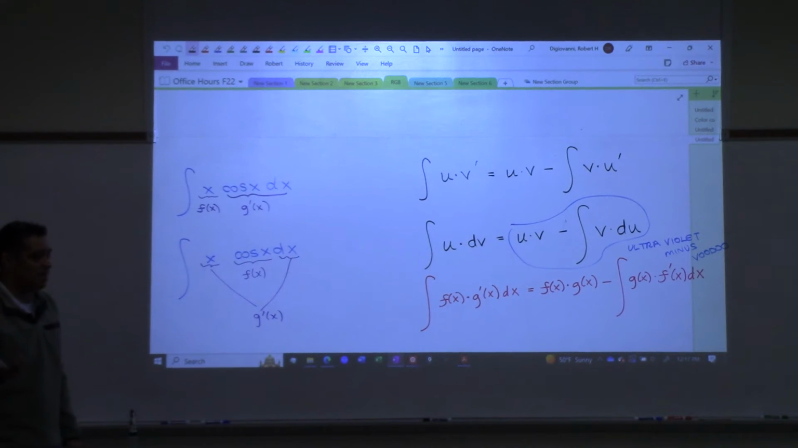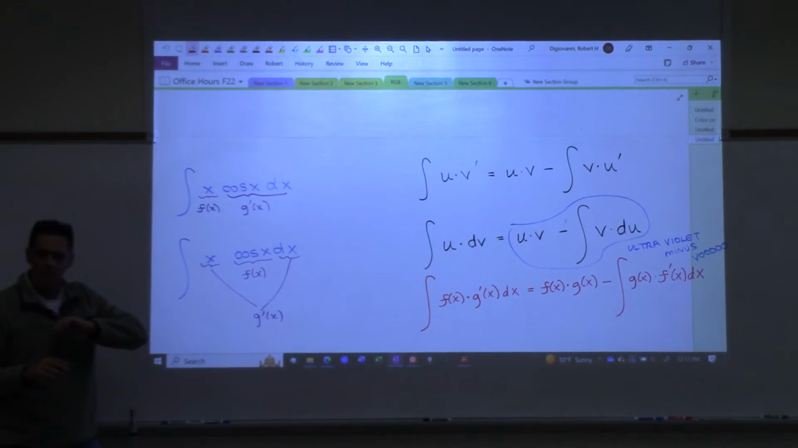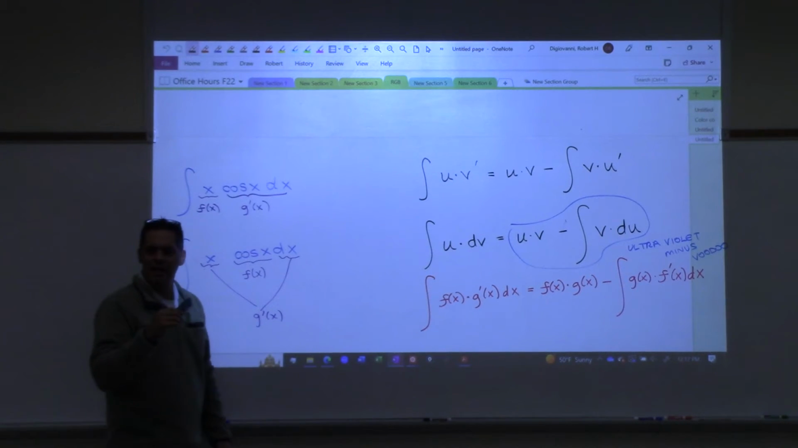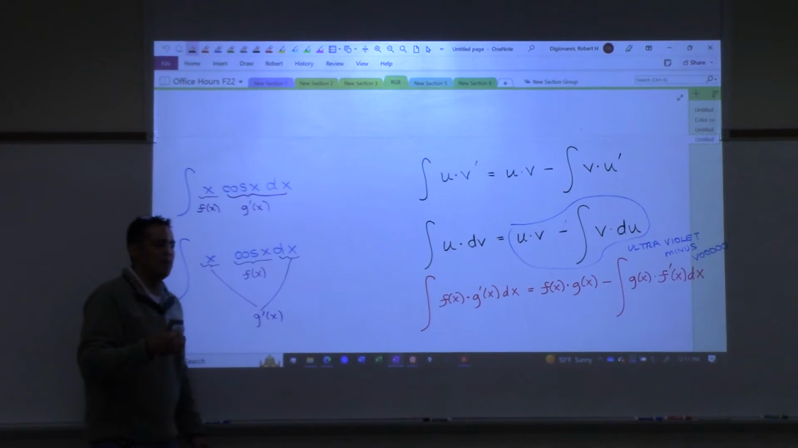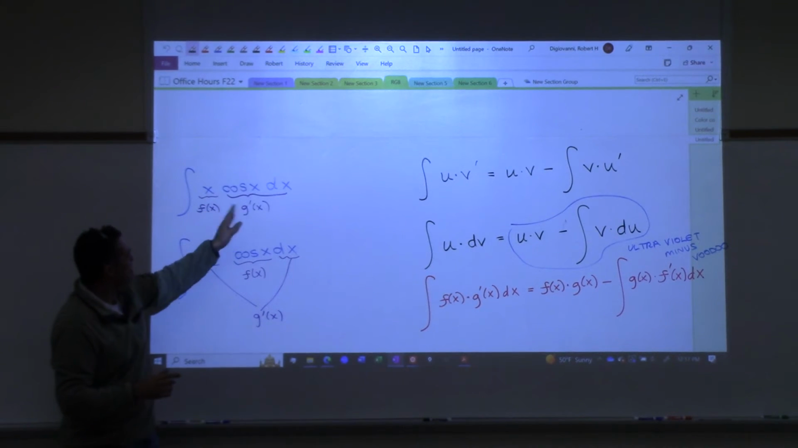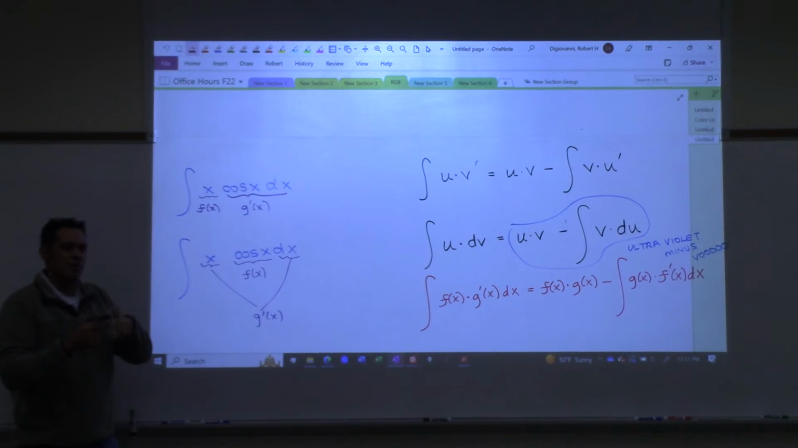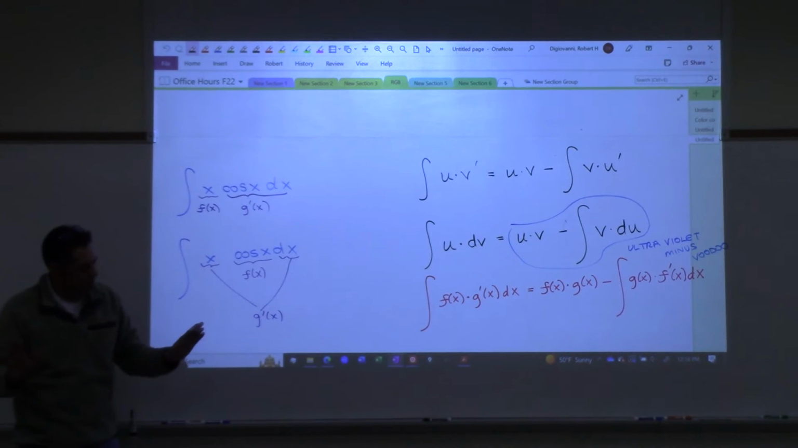And I know some of you who have seen Cal 2, I know that there are some professors that teach this little thing. I don't even know what it is. What is it? Yeah, like L-I-A-T-E, LIATE or something like that. It's a thing that helps you figure out what to choose to be your F, what's the G prime. You first do L, which is logarithms, then I, which is inverses, and then algebraic, then trig, and then exponential. So it's a way of just having a method, which is great.